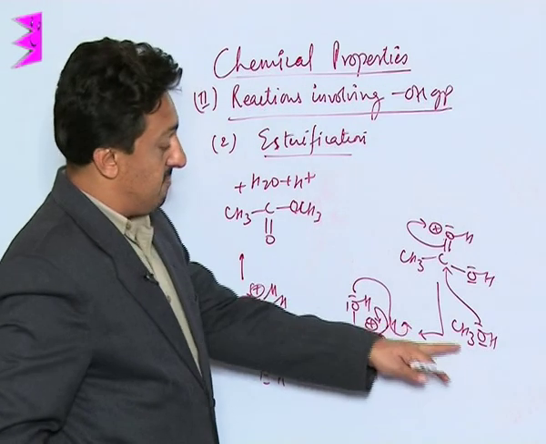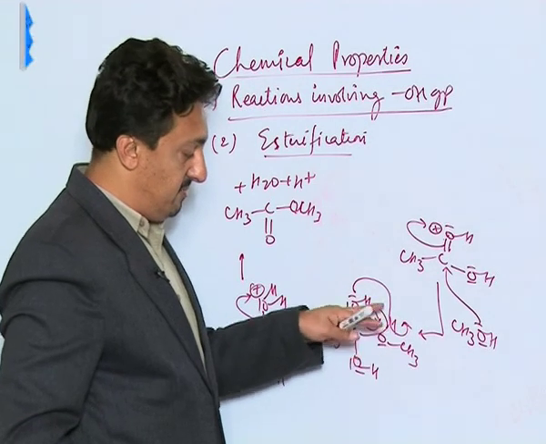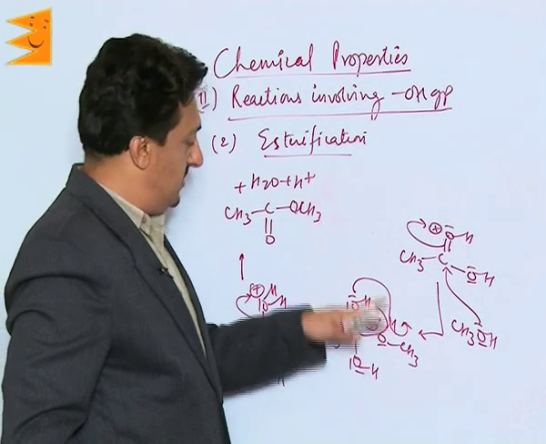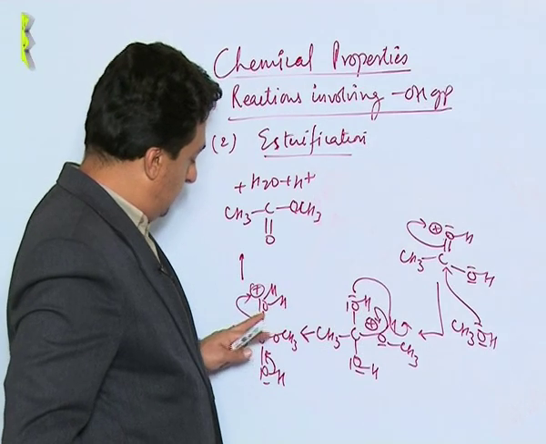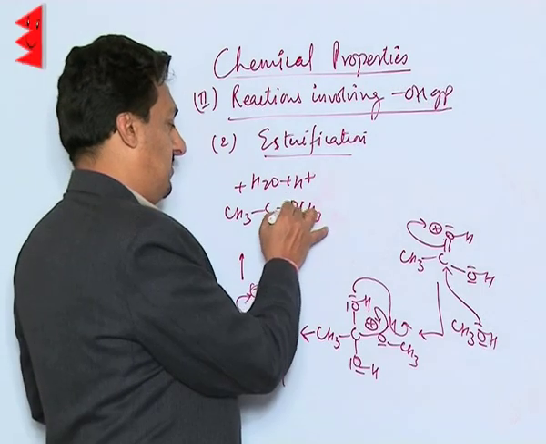The attack of the alcohol as a nucleophile results in the formation of two OH groups. The H comes out from the alcoholic oxygen and attacks one of the OH groups, converting it into water, which moves out, and the OH group gets converted into the carbonyl group. So this is how the esters are formed.